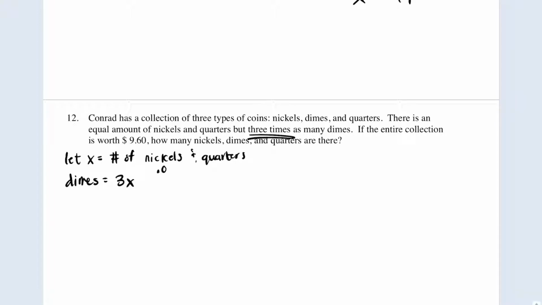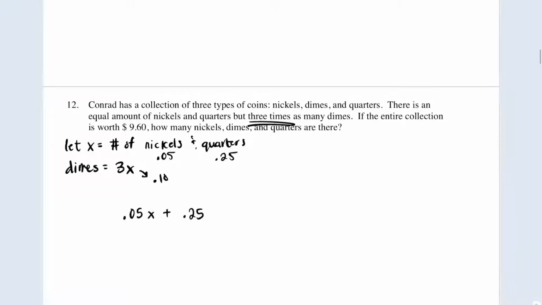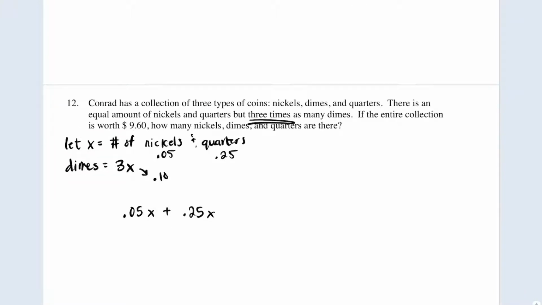But here's where things get a little tricky. Remember that nickels have a value of 0.05 and quarters have a value of 0.25. And then dimes, of course, have a value of 0.10. So I'm going to include these values in my equation. I'm going to take 0.05 and multiply it by the number of nickels plus 0.25 times the number of quarters, it's the same variable. Then I'm going to take 0.10, the value of a dime, and multiply that by how many dimes there are. And I should come out to $9.60.